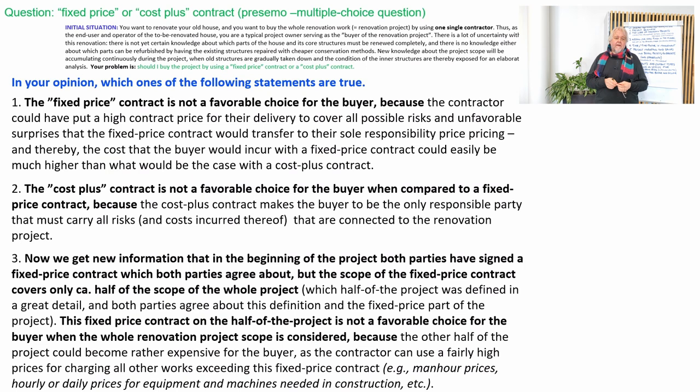When we take statement number two, my claim is that it is false. And the reasoning is the same as in statement number one: in a cost plus contract, the buyer would pay only for the work that comes up and is needed to be done, not more. Of course, he pays all the costs, but the buyer would pay all the costs anyways, in any situation, even in those fixed price contracts.